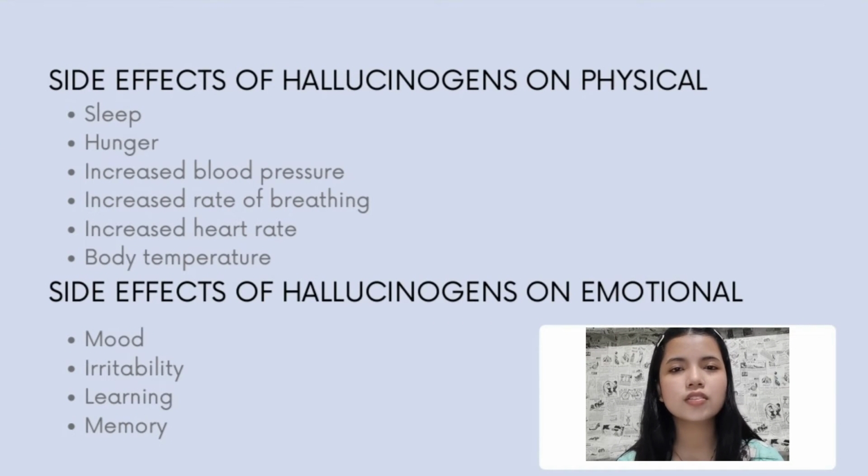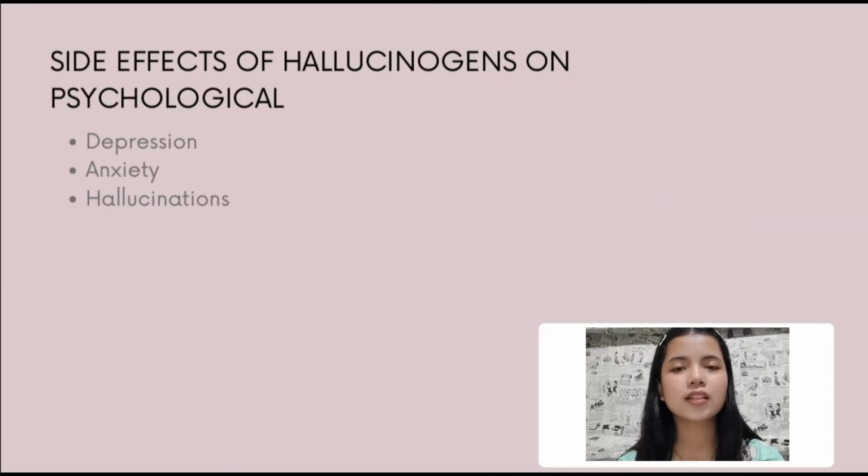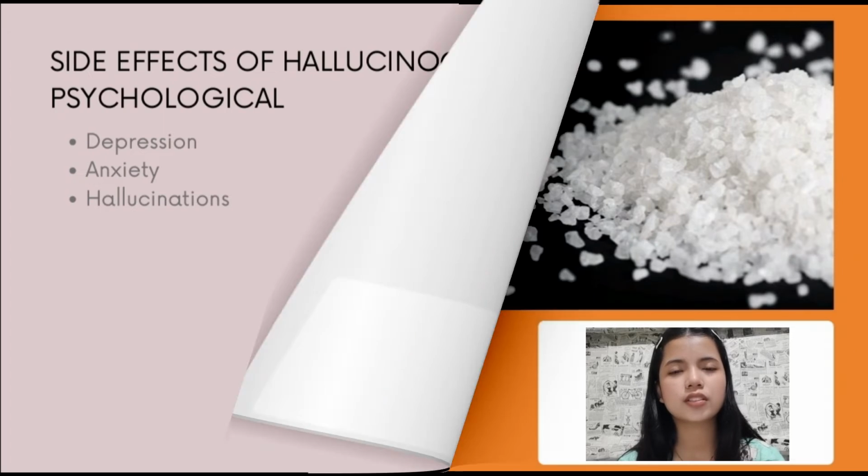Side effects of hallucinogens on physical: sleep, hunger, increased blood pressure, increased rate of breathing, increased heart rate, and increased body temperature. Side effects of hallucinogens on emotional: mood, irritability, learning, and memory. Side effects of hallucinogens on psychological: depression, anxiety, and hallucinations.